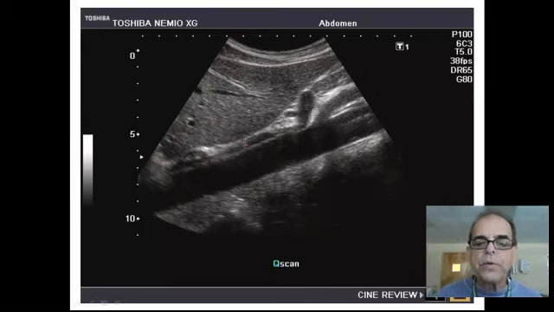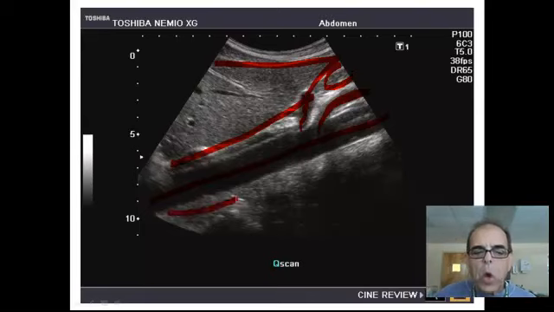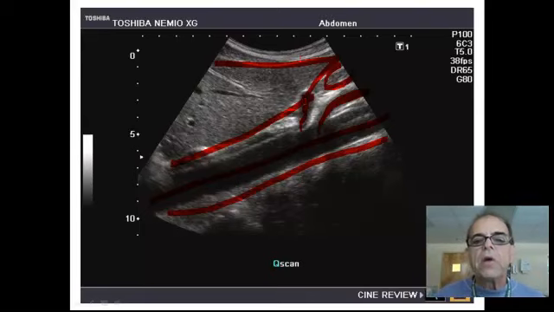You have another picture here. Here the aorta, celiac trunk, superior mesenteric artery, liver here, and a little part of the pancreas. Vertebral column, always posterior to the aorta. Remember the orientation: anterior, posterior, superior, and inferior.